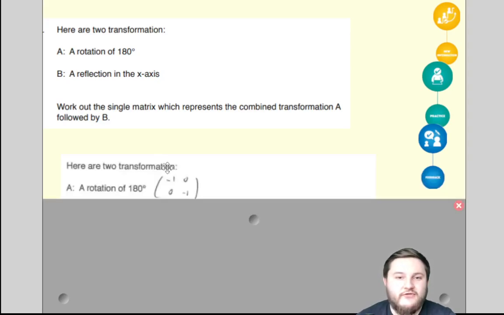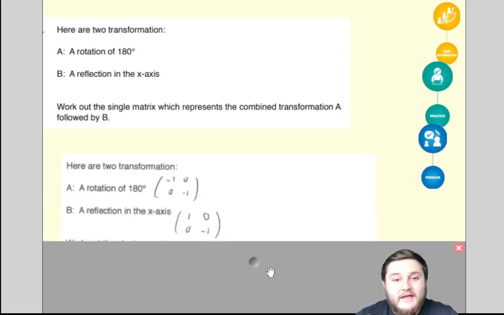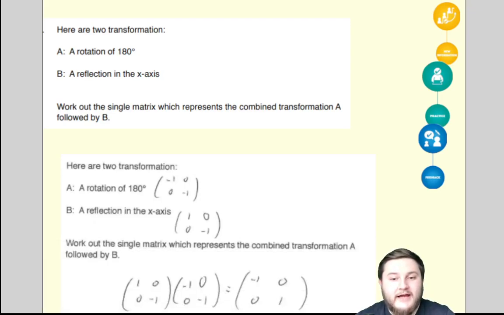So a rotation of 180 degrees then is minus 1, 0, 0, minus 1. I agree with that, definitely, because the x and y coordinates both go negative. It appears on the opposite side of whatever quadrant it was on. A reflection in the x-axis is 1, 0, 0, minus 1. And then their combined matrix would be minus 1, 0, 0, 1.